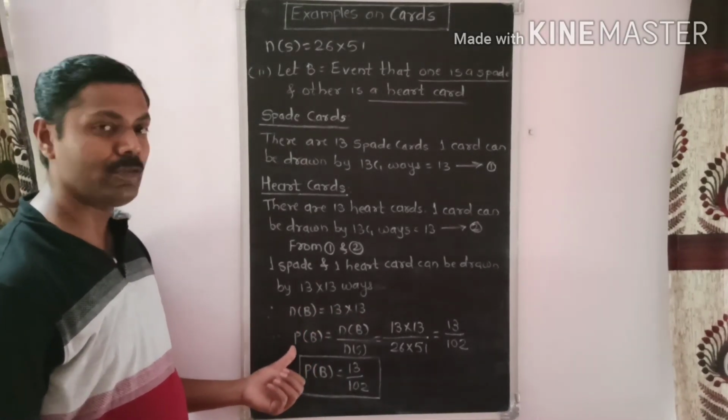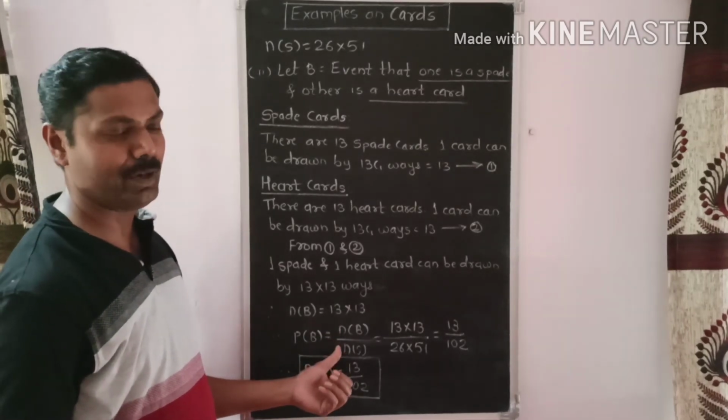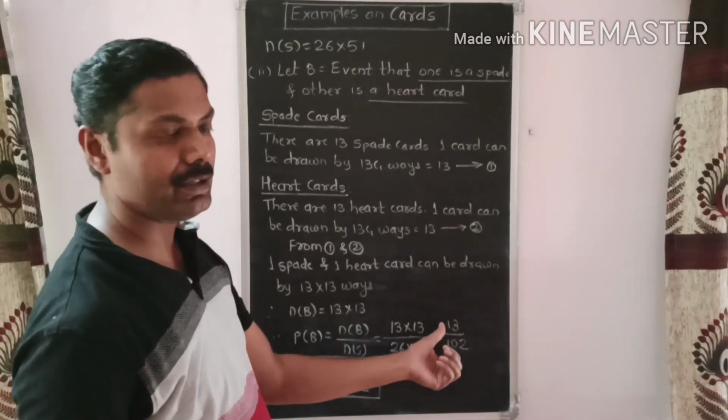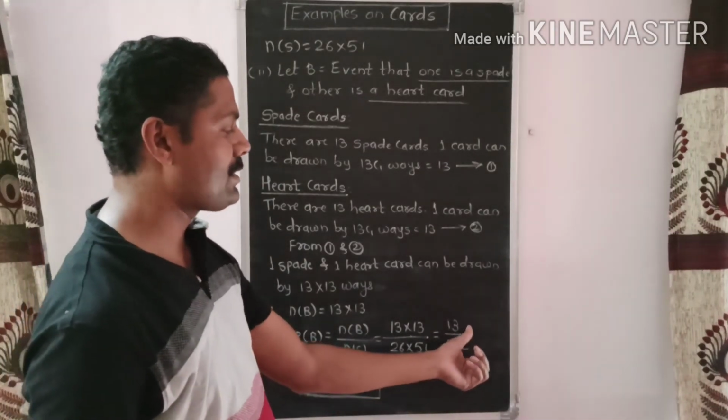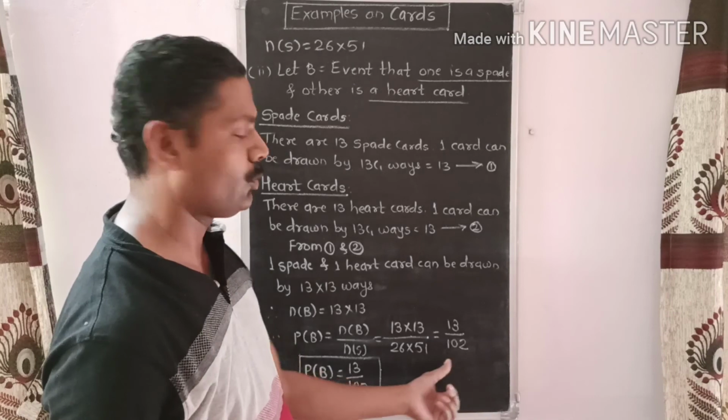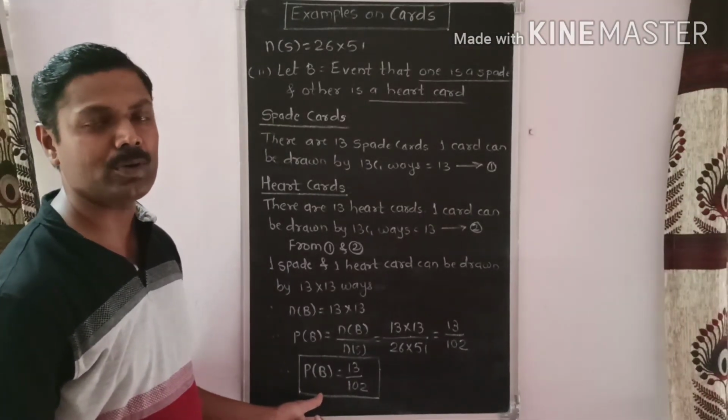So P of b is n of b divided by n of s. n of b is 13 into 13 divided by n of s is 26 into 51. Final answer is 13 upon 102. So P of b is 13 upon 102.